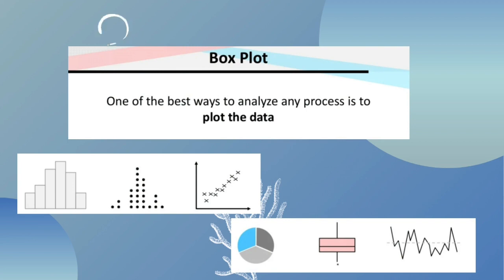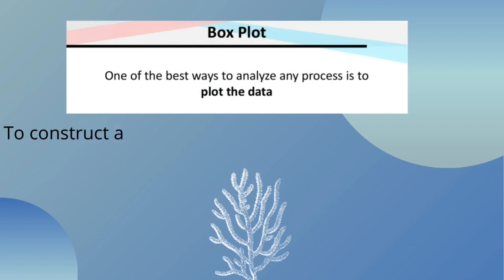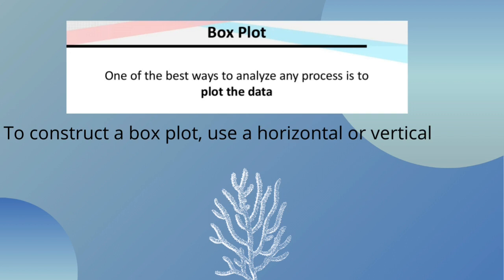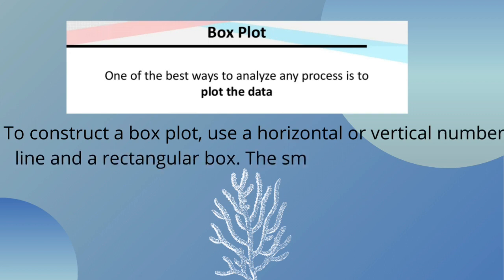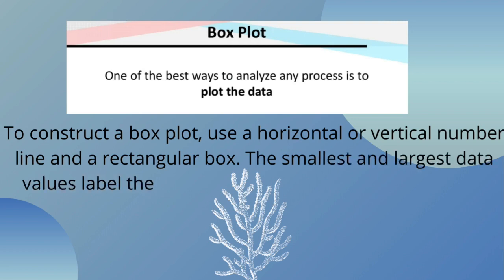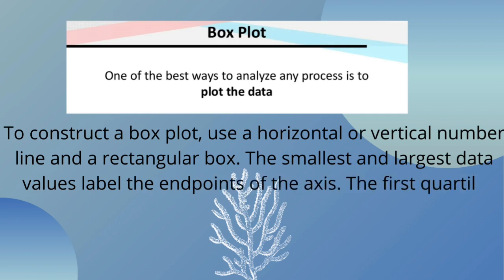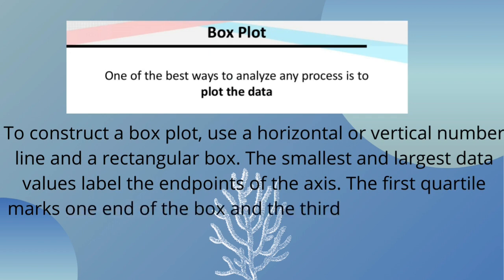One of the best ways to analyze any process is to plot the data. To construct a box plot, use a horizontal or vertical number line and a rectangular box. The smallest and largest data values label the endpoints of the axis. The first quartile marks one end of the box and the third quartile marks the other end of the box.